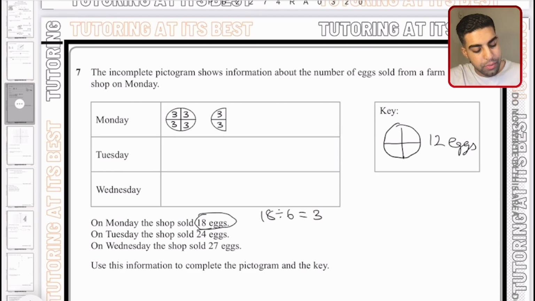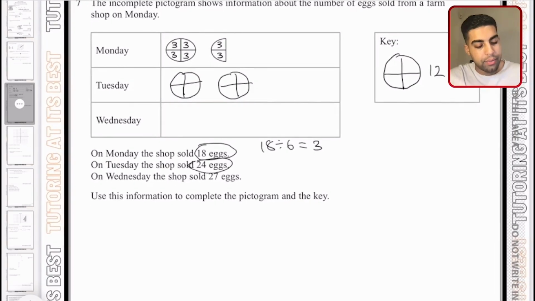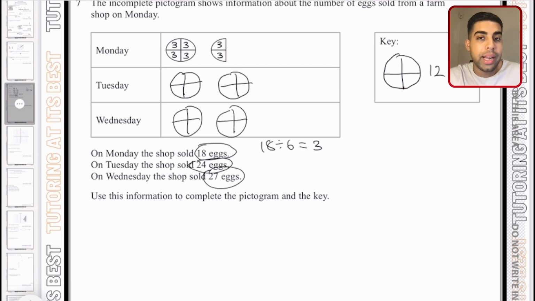For Tuesday, we've got 24 eggs, and we know that one section is worth 12 eggs. So I can simply go ahead and draw 2 sections of 4. And for Wednesday, we have 27 eggs. So again, let's do 2 sections, which accounts for 24 eggs, and then a quarter, which is 3.